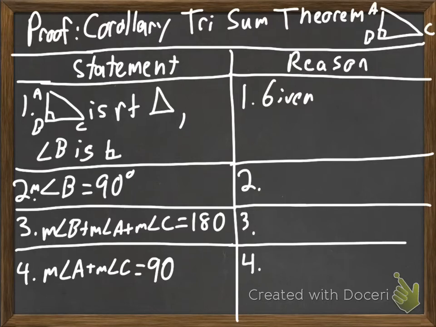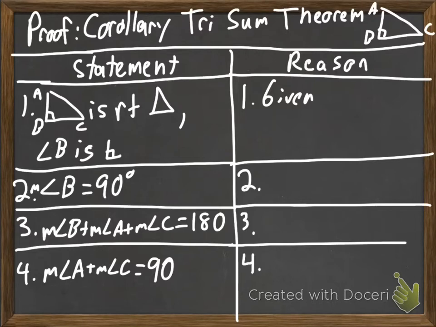Now, normally a proof starts off with the given. So that's what number one is. We're saying that triangle ABC is a right triangle. That's given to us. And we're saying that angle B is the right angle. That is also given. We can see that from the picture. So if you can look at the picture and you can see something is there, you can call that a given.